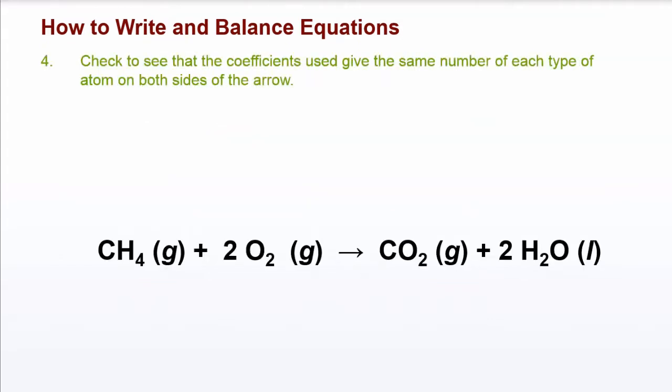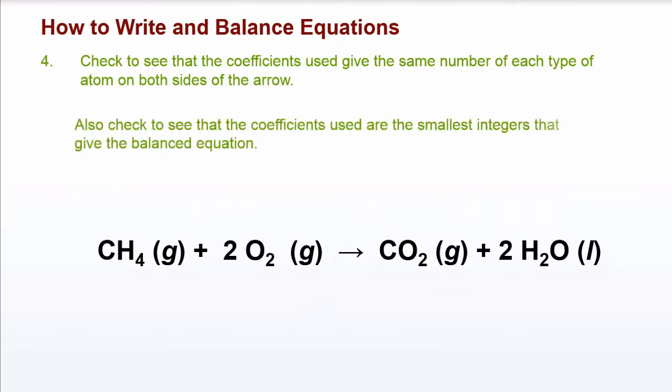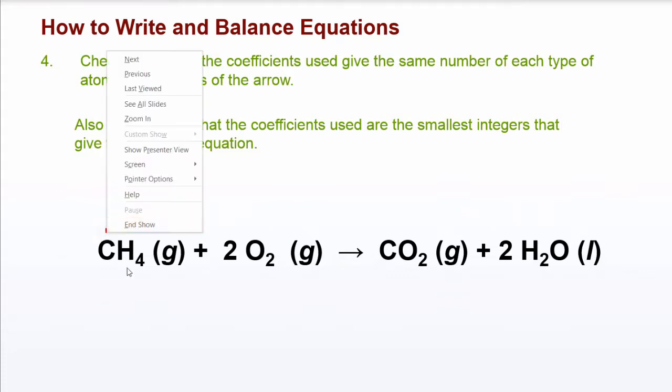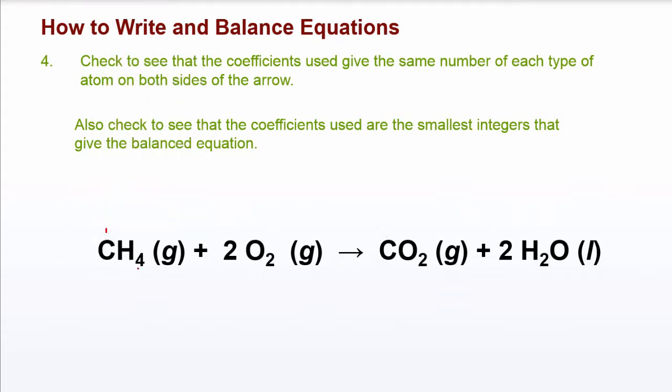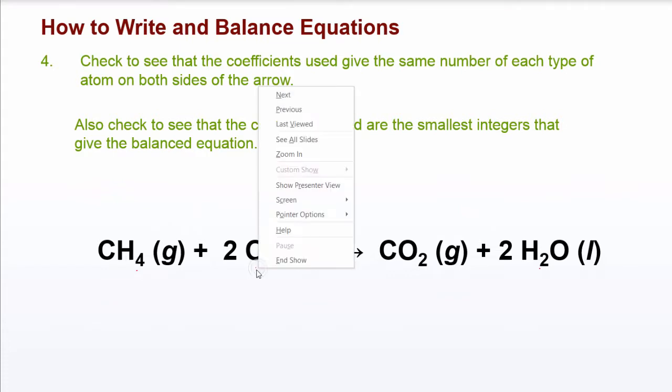And then the next thing is to just check, make sure that the coefficients give us the same number on each side. So we can do that. Checking my carbons, I've got 1 here and 1 here. I've got 4 hydrogens, 4 hydrogens, 4 oxygens, and 4 oxygens.